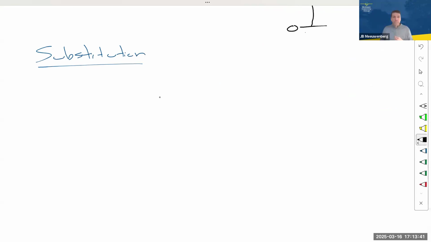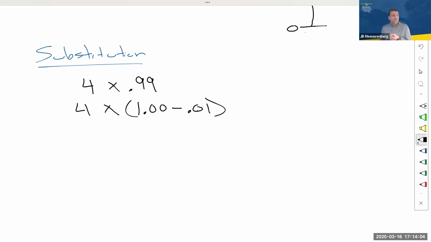Substitution. Imagine you have to do 4 times 99 hundredths. One way you can do this is through the substitution method, where you replace 0.99, or 99 hundredths, with 1.00 minus 0.01. 1 and 0 hundredths minus 1 hundredth. Imagine it is money: $1 minus a penny is 99 cents. And so this is equivalent to 99 hundredths.